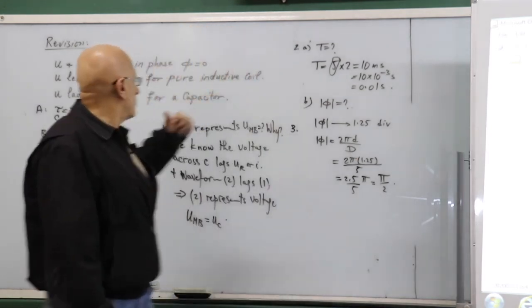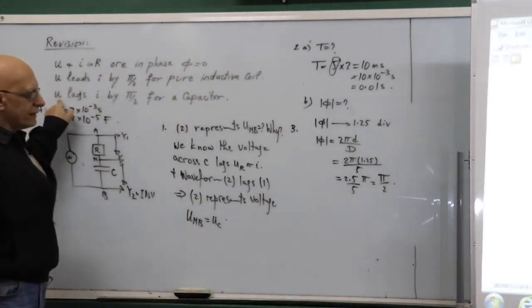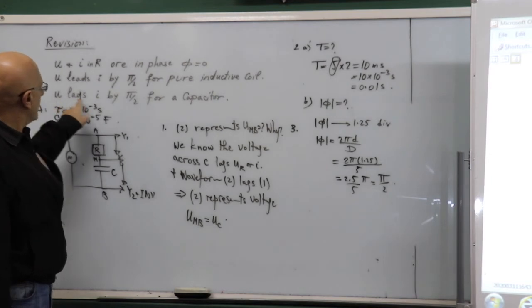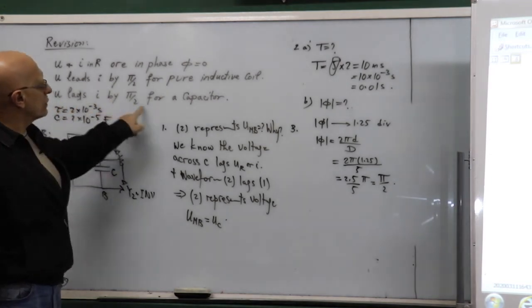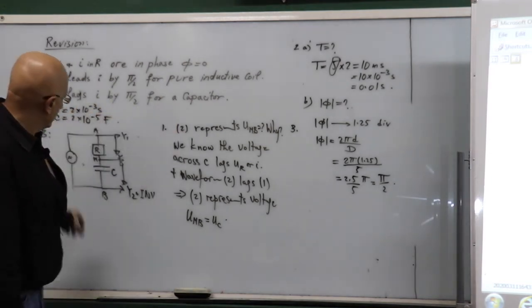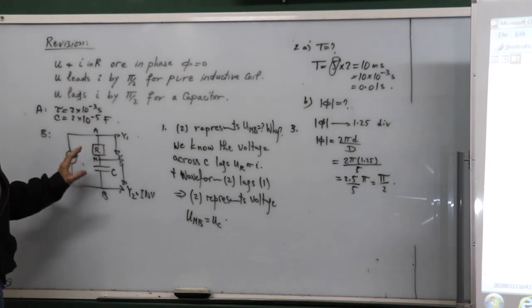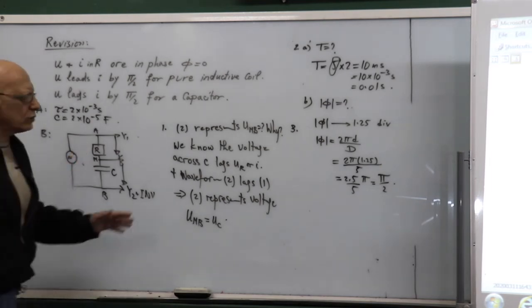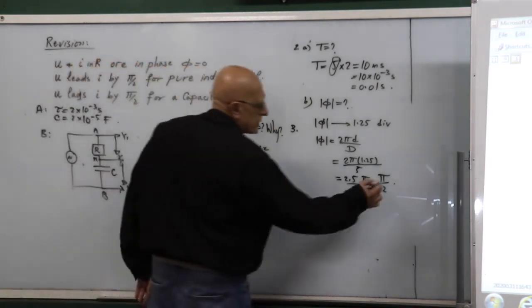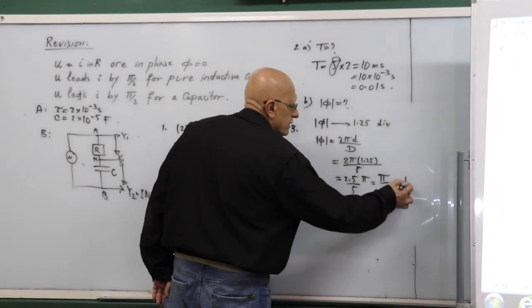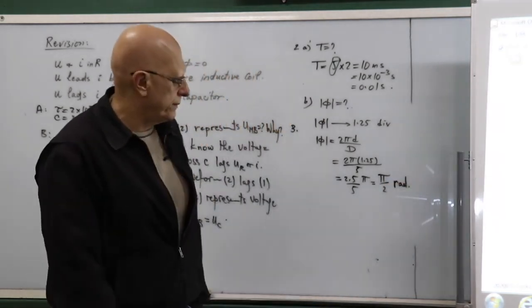Because from the explanation, we studied that U lags I by pi over 2 for a capacitor. And in this case, you have voltage across the capacitor and the current. So the phase difference between them should be pi over 2. And this is what we get. This means that my work is correct.